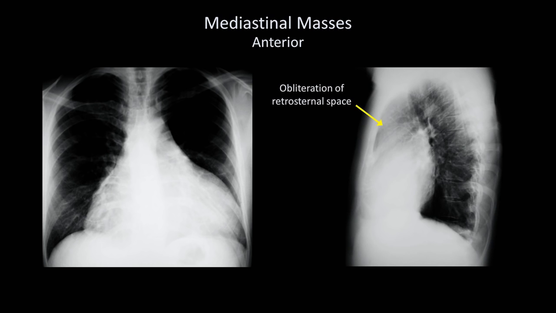There is an obliteration of the retrosternal space. While this could be from concurrent right ventricular hypertrophy, as we saw a few minutes ago, in this case it's from a massive thymolipoma that is literally wrapped around the anterior surface of the heart.